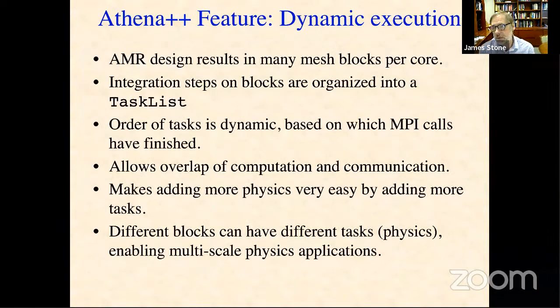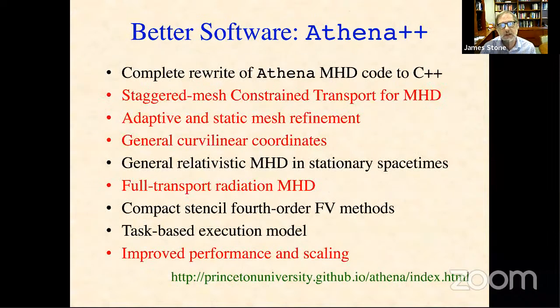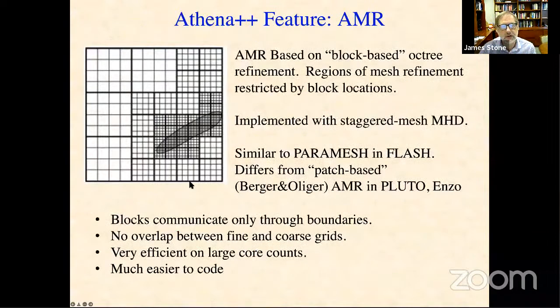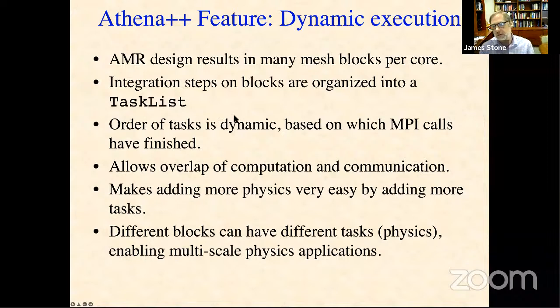Another feature to get good performance on parallel systems is the ability to interleave calculations and communications. And this can be done through something called dynamical execution, where each processor is assigned many, many blocks. If you go back, I mentioned these mesh blocks in the previous slide. The domain is divided into these blocks. Well, each processor on the computer can be assigned many, many of these blocks. And the integration of each of those blocks is independent. And so the blocks are organized into a dynamical execution procedure called a task list.